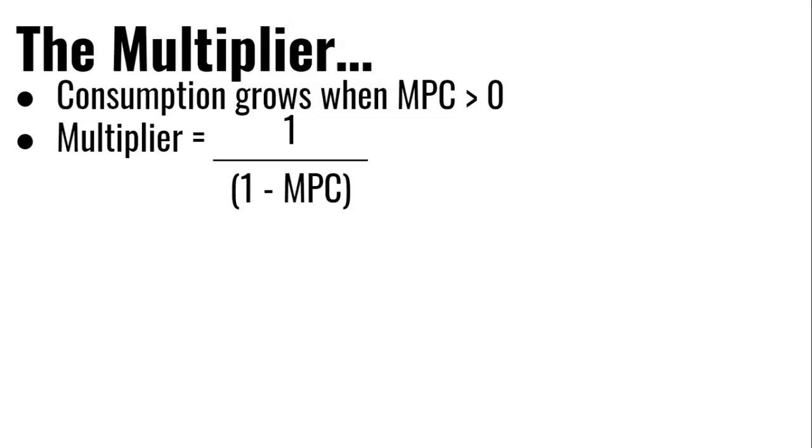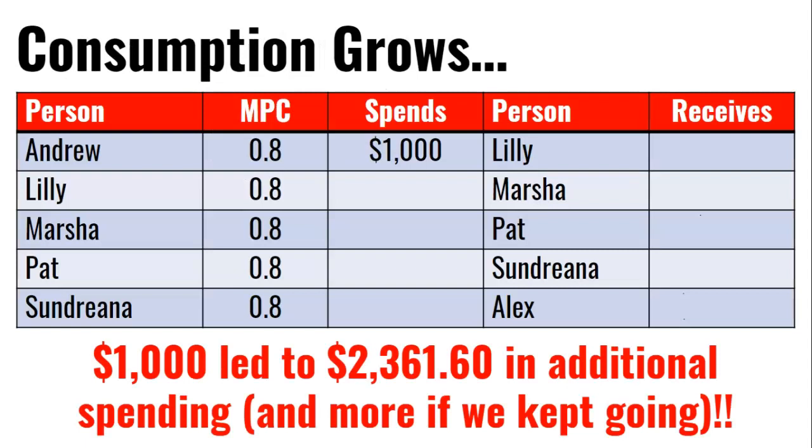So let's take a look at an example. Let's pretend that Andrew and Lily and Marcia and Pat and Sandriana all have an MPC of 0.8. So the MPC is the same for everybody. If Andrew spends $1,000 in new consumption at Lily's shop, Lily is going to receive $1,000. Now, she's going to save 20% of that because that's her MPS. So $200 goes into savings, but then she has $800 that she can spend and will spend. So she spends $800 at Marcia's shop. Marcia then receives $800 because Lily's spending is Marcia's income.